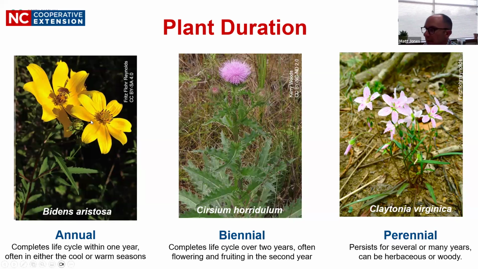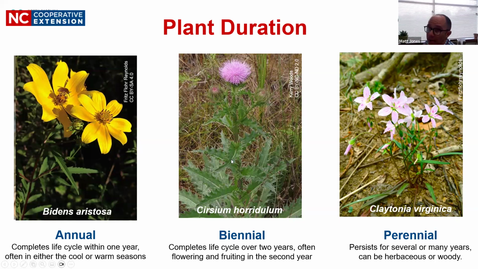This one's native. Then a biennial, like in some thistles, for example, they complete their life cycle in 2 years. And in many environments, that means the first year they just grow a bunch of leaves, and they use all those leaves to try to save up a lot of stored energy in order for the following year to reproduce and make flowers and fruits and seeds.